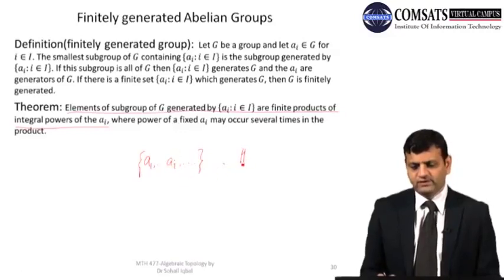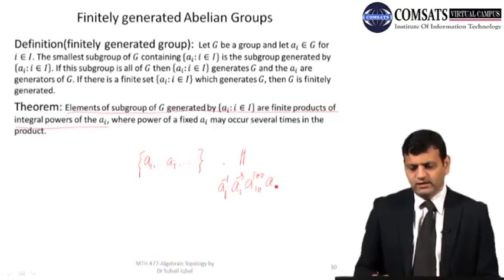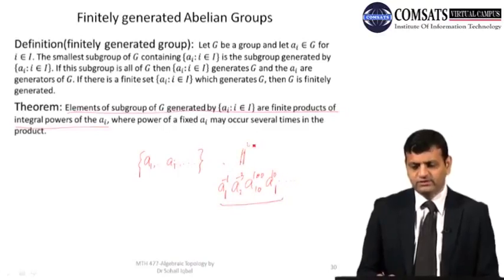So this H is generated by these elements. Then what are the elements of H? The elements of H are basically products of the integral powers. Take any integer, which could be positive or negative. So A1 raised to power -1, A2 raised to power -3, A10 raised to power 100, and once again there could be a repetition, so A1 raised to power 10, and so on. These are the elements of this subgroup H, which is generated by these elements.